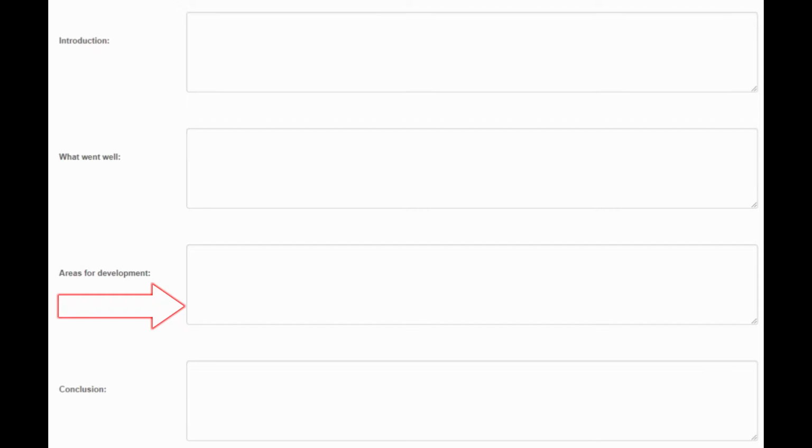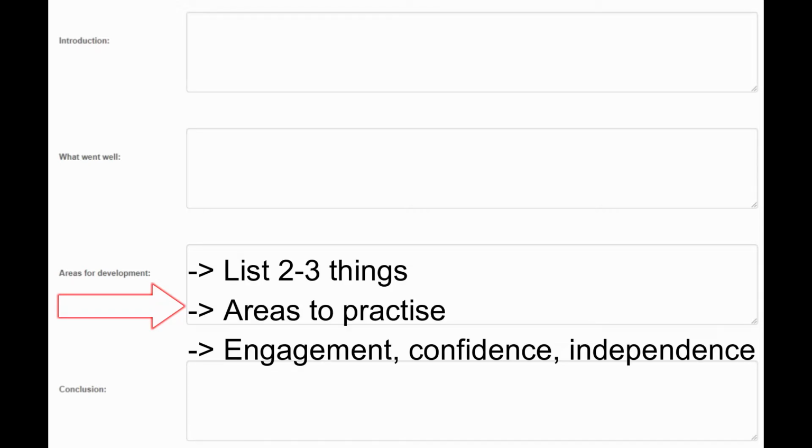Okay, so section 3, areas to develop. Again, like you do in the what went well section, you will need to state at least 2 to 3 areas for the Brady to work on. Just as you did in the what went well section, the topics that you pick must be linked to the Brady's engagement, their enjoyment, confidence, any independent learning, repetition, and their answering of questions.